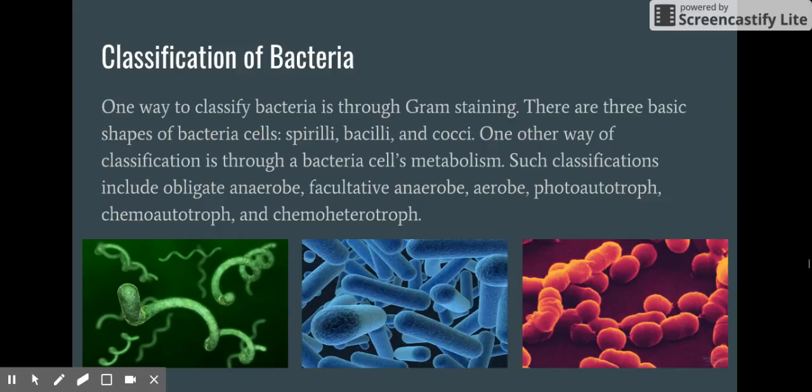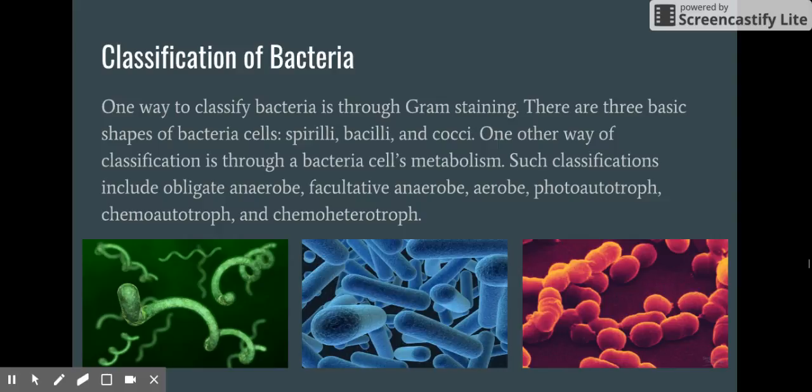Another way to classify bacteria is through the cell's shape. There are three basic shapes of bacterial cells: spirili, bacilli, and cocci, which are shown in order in the pictures below. Spirili bacteria are spiral-shaped, such as a helix. Bacilli bacteria are rod-shaped, and cocci bacteria are shaped as spears.